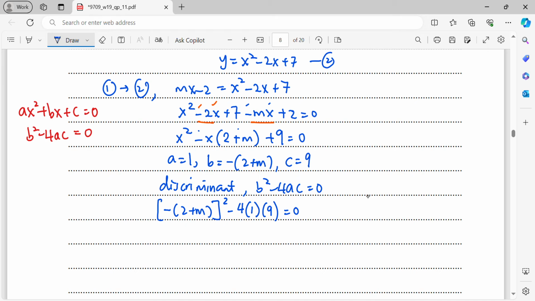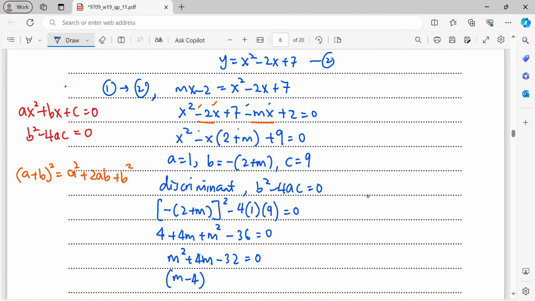Then from here, when you do expansion, the minus, when you square it, is still positive. And then you can expand the 2 plus m using the a plus b squared formula, that is a squared plus 2ab plus b squared. So I will be getting 4 plus 4m plus m squared from the quadratic expansion. Then 4 times 1 times 9 will be minus 36. I rearrange and simplify, so I get m squared plus 4m, 4 minus 36 is basically minus 32. And now again, this can be factorized into m minus 4 and m plus 8.